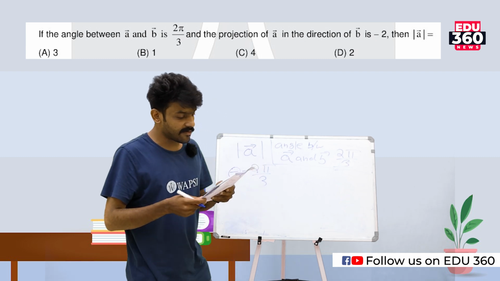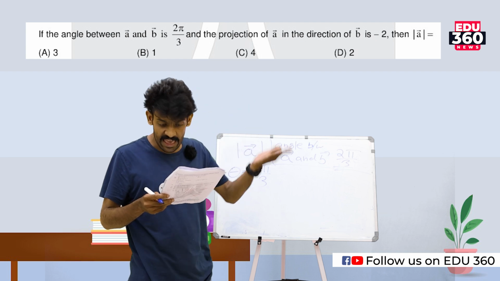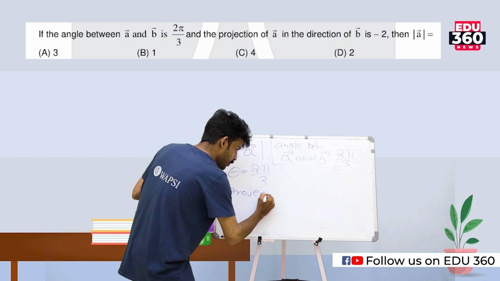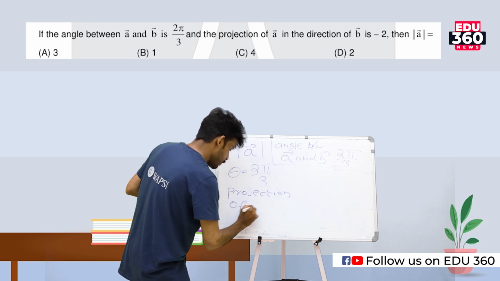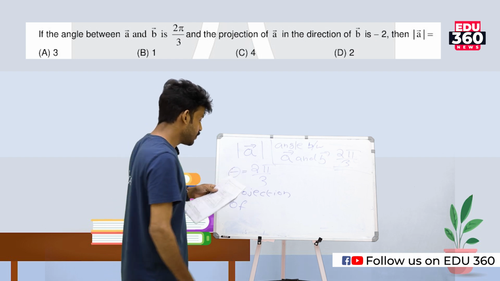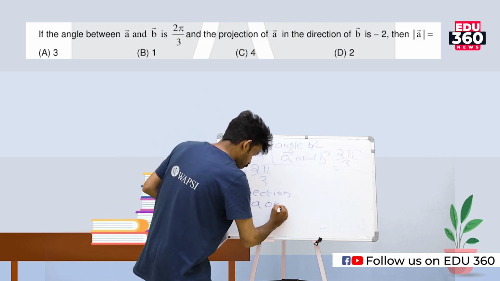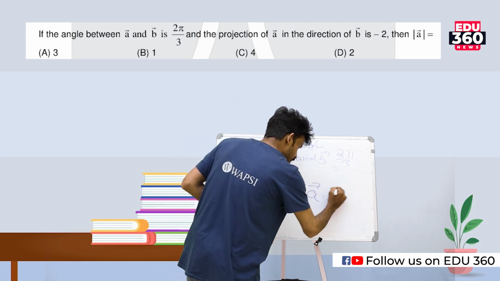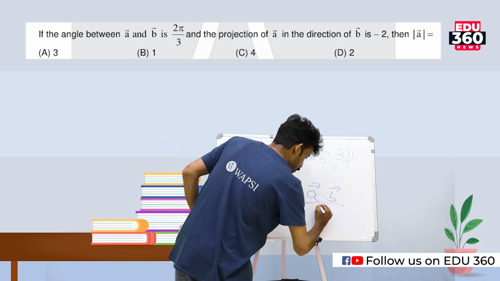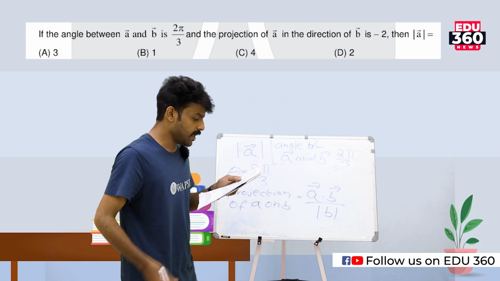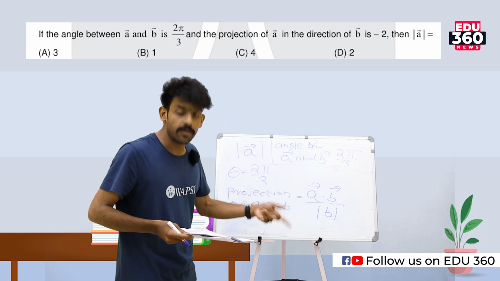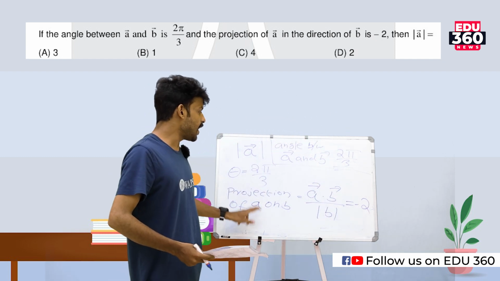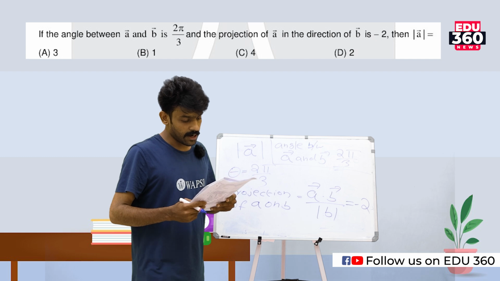And in the question itself, it's given that the projection of A vector in the direction of B vector, that is the projection of A on B, is equal to A vector dot B vector divided by modulus of B, and the value is already given, that is equal to -2.